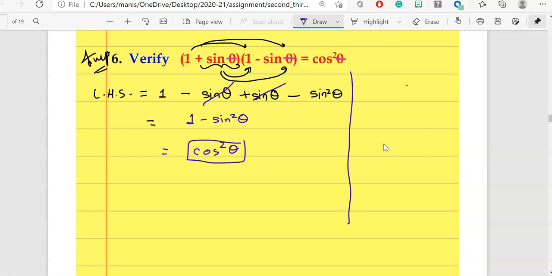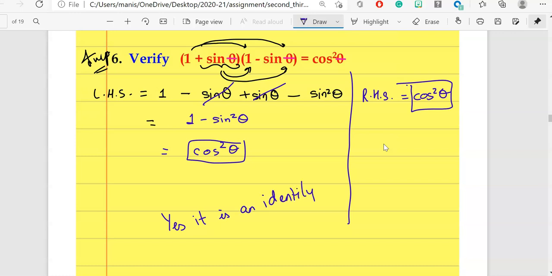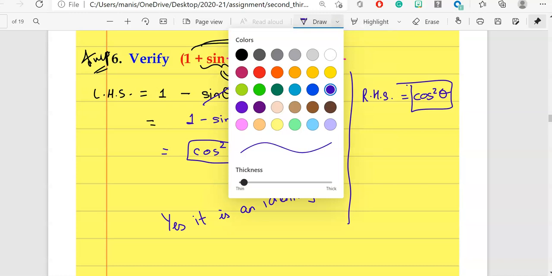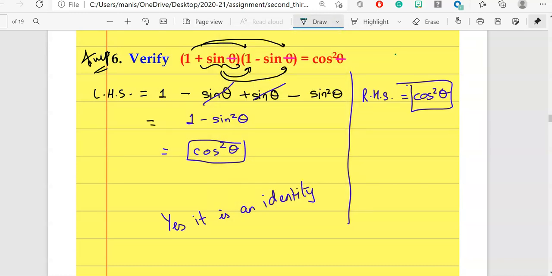Now my right hand side is cosine square theta. Do you think both of them are same? Yes, they are same. So you write over here, yes, it is an identity. So that's it. We just verified it, and I'll write with my green color which formula I used: 1 minus sine square theta is equal to cosine square theta.